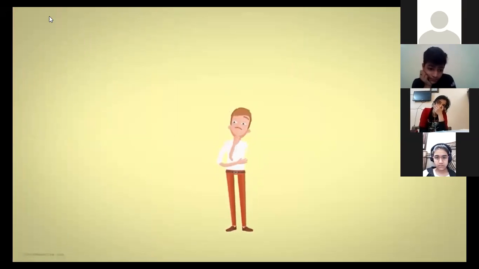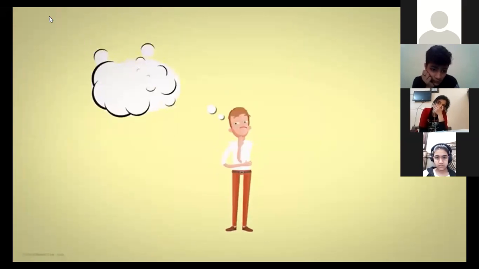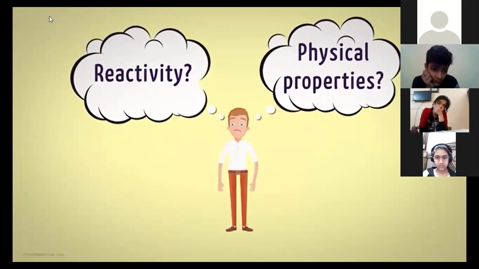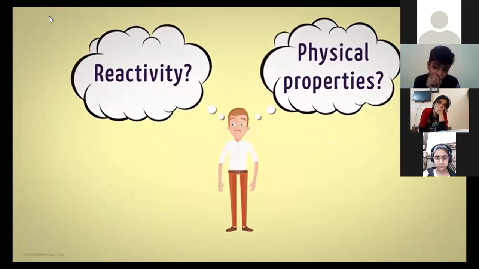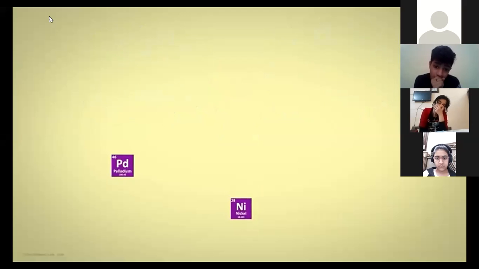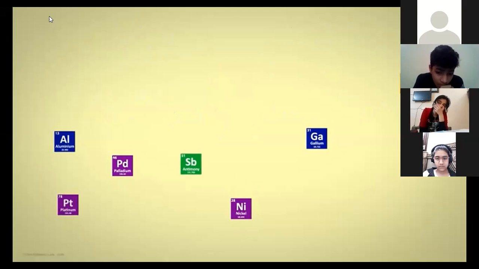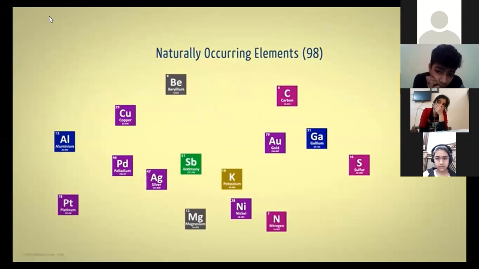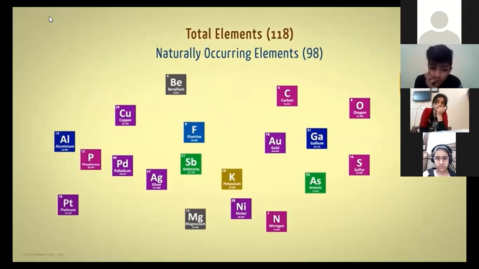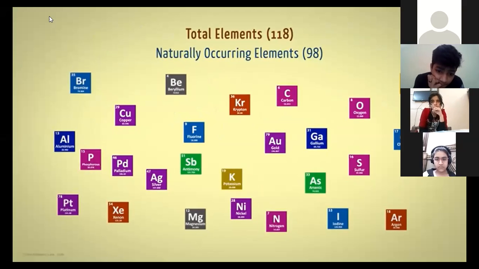So where do we begin? Maybe the reactivity or maybe the physical properties first, right? I'm asking if we can study the reactivity and physical properties of each of the elements. Is that feasible? Well, all these would have been valid only if the elements were few in number. Do you know the number of elements that exist? Astonishingly, the number of elements that we find naturally occurring is 98, while the total number of elements known to mankind is 118. So how do we study each element individually for all its properties?